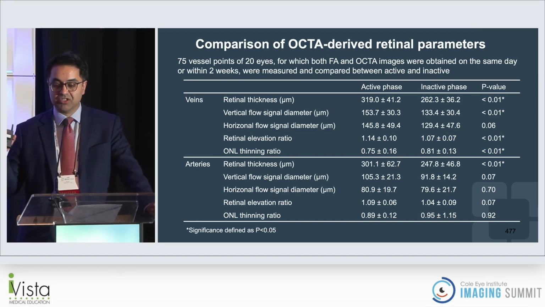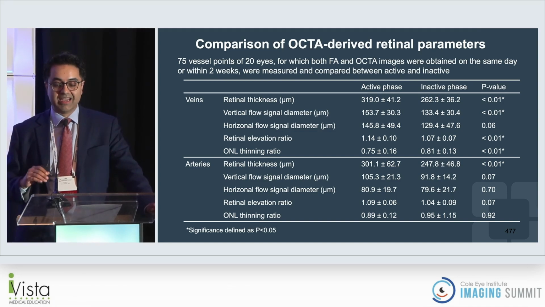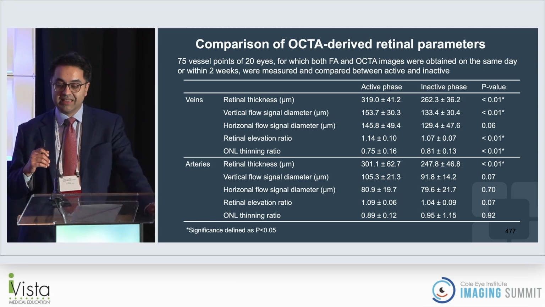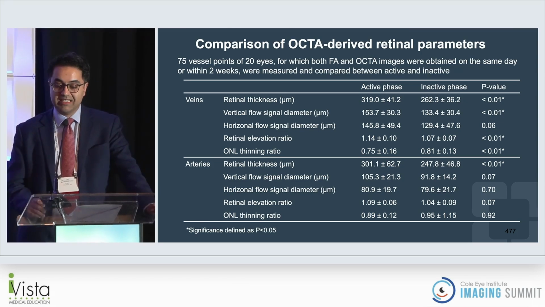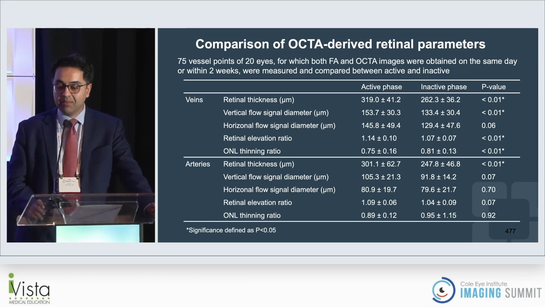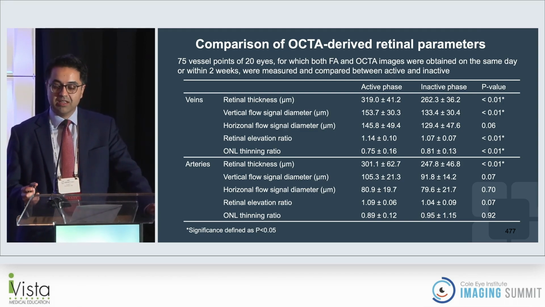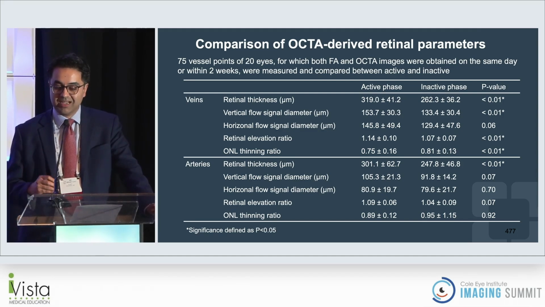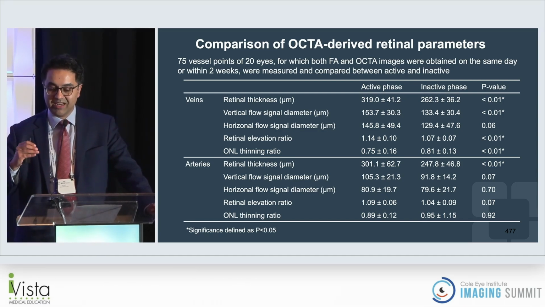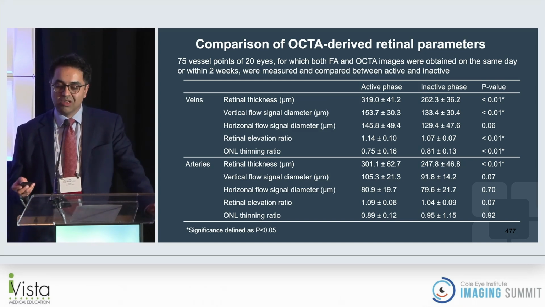So in the same patient, as you treat them and they go from being active to inactive, you see that the retinal thickness comes down. You see that the vertical flow signal diameter decreases significantly, but not much, if any, change on the horizontal side, although there is some, but it didn't reach significance, probably because we didn't have enough patients. The retinal elevation ratio also comes down, and the ONL thinning ratio goes up, so that pushing down into the ONL improves, but almost all of that is for the veins, very little in the arteries.